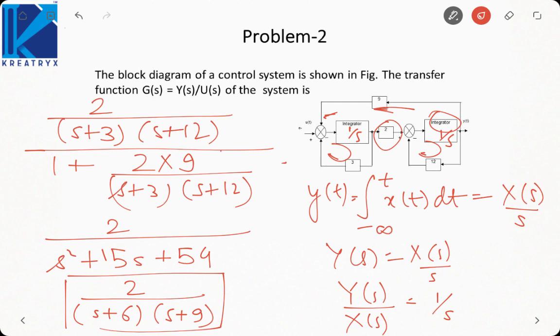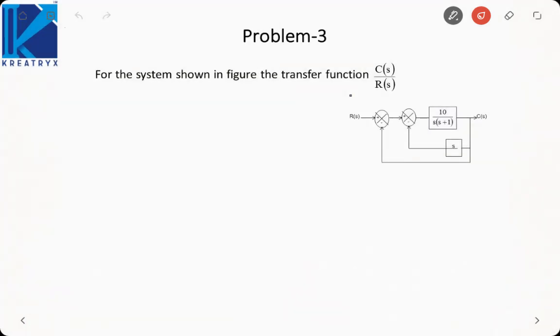Okay. So here if you see, it was only a matter of cascading and the feedback loop. So you can assume in every question you have to encounter a feedback loop. But you remember the transfer function of a differentiator would be s, and for an integrator it would be 1 by s. Moving on to the next problem.